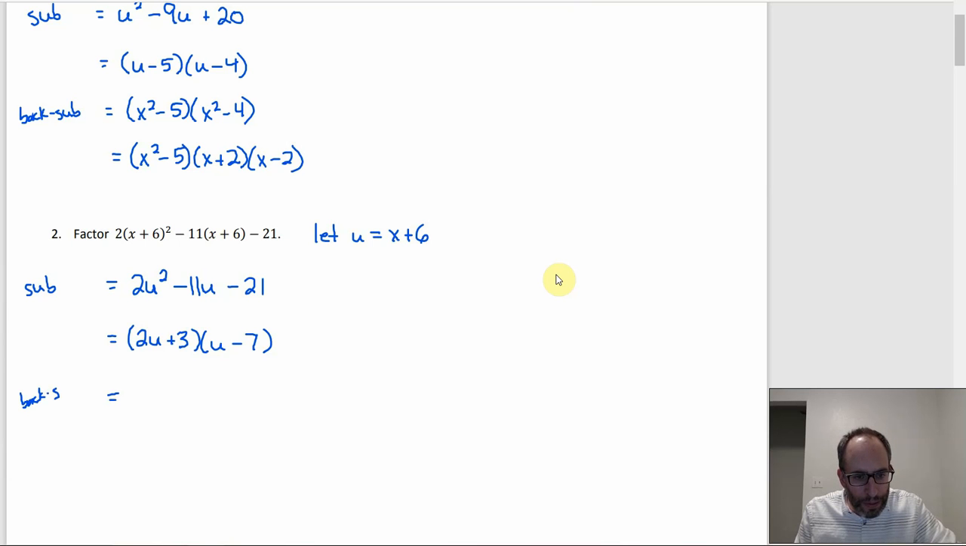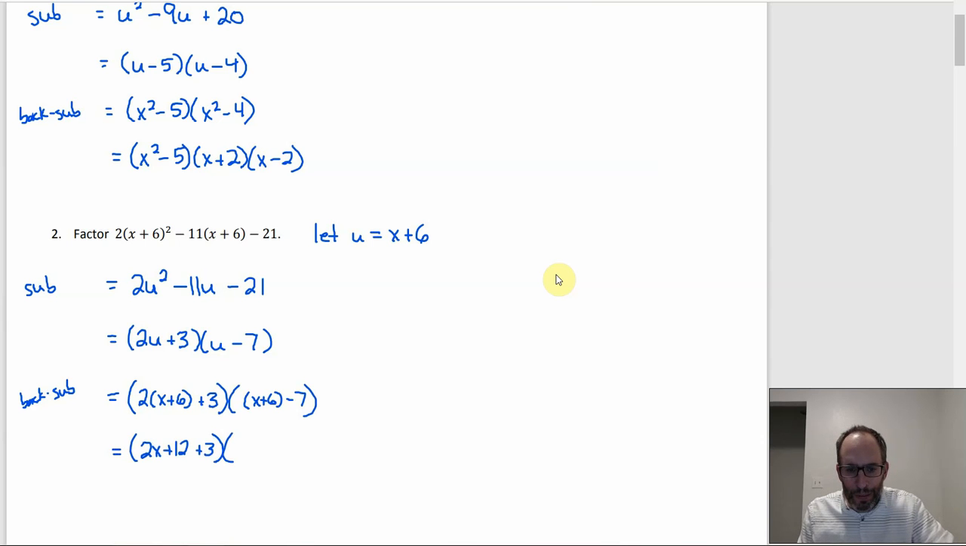So we want the answer in terms of x, not in terms of u. So u is x plus 6, so we'll have 2 times x plus 6, and then plus 3 times x plus 6 minus 7. All right, so in this first big set of parentheses, you've got to distribute the 2. So we'll have 2x plus 12 plus 3.